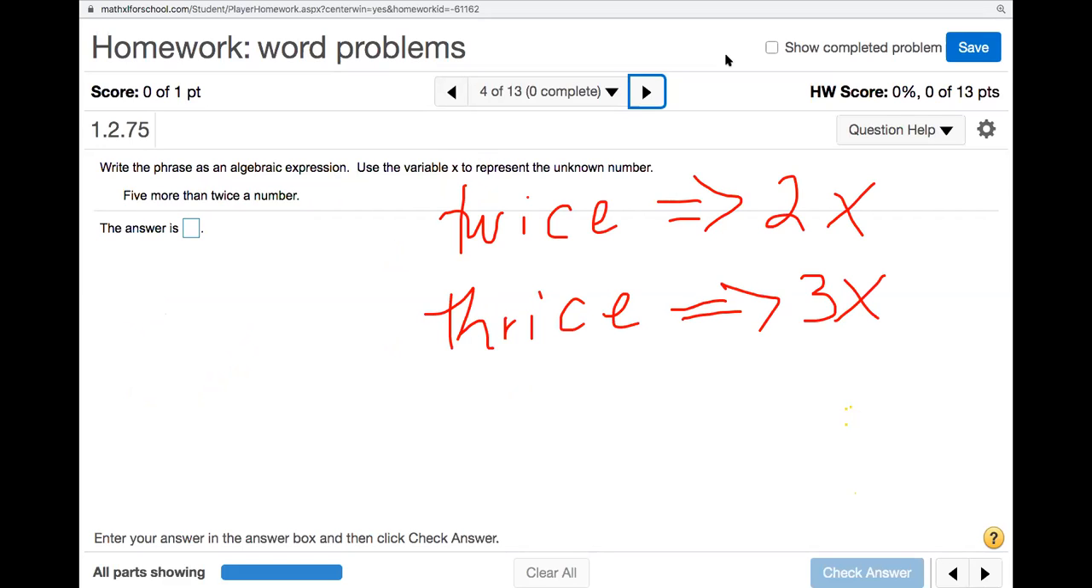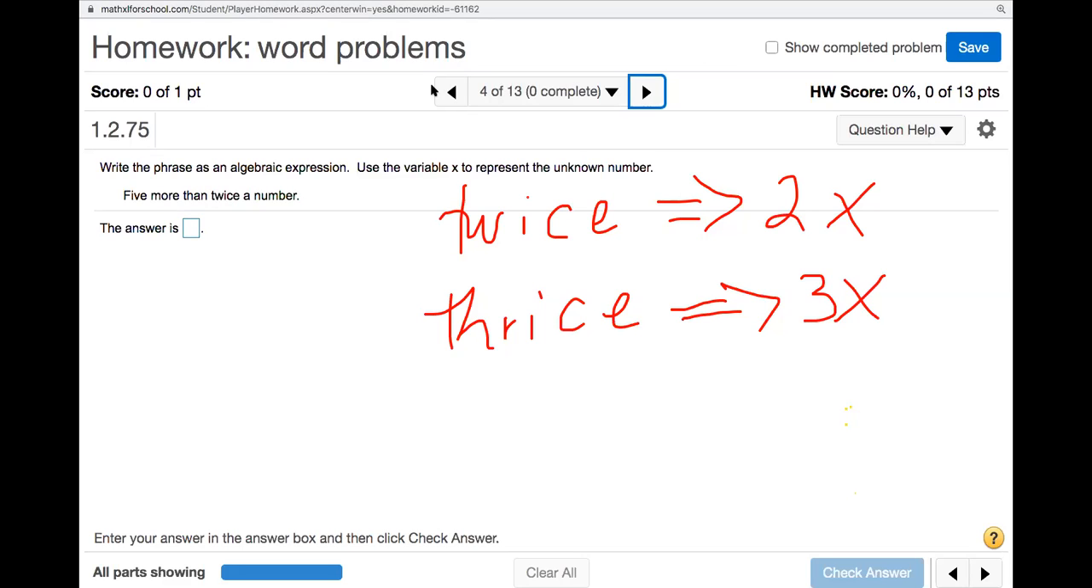If it says 4 times, that's very clear. 4 times, 4 multiplied by something, okay? But guys, you gotta be careful with this. You gotta know the terminology. Twice a number, thrice a number. Twice and thrice sound almost exactly the same, but no, they're not the same, guys. So be careful with that.